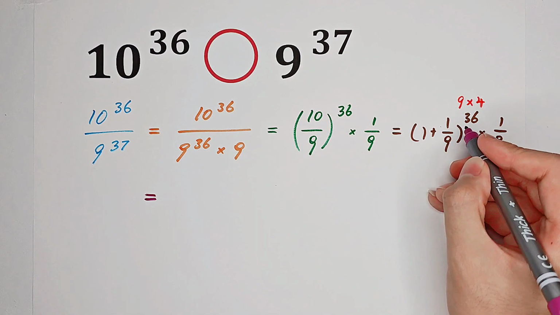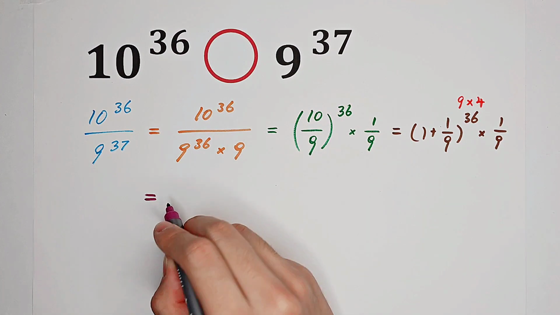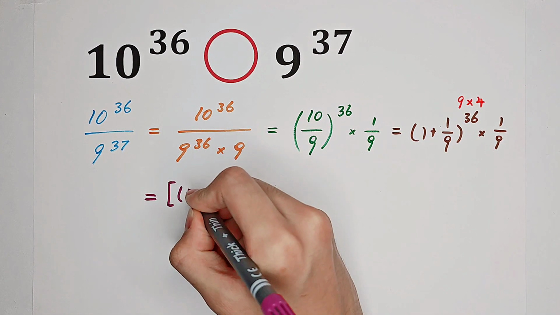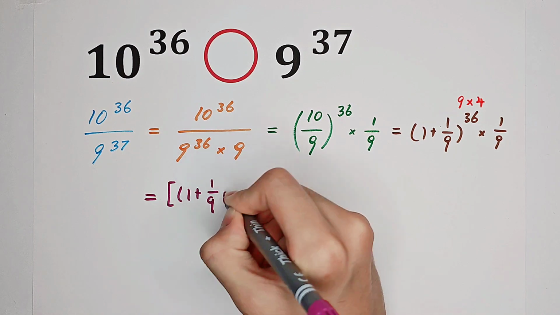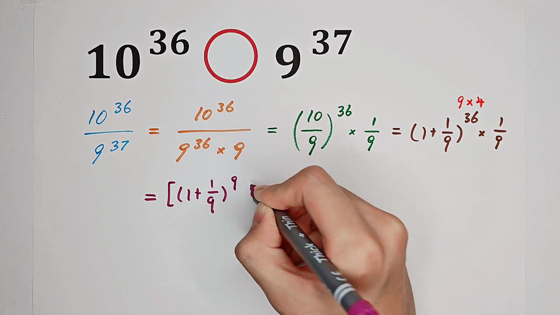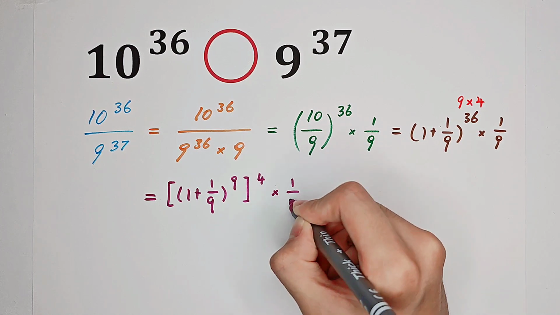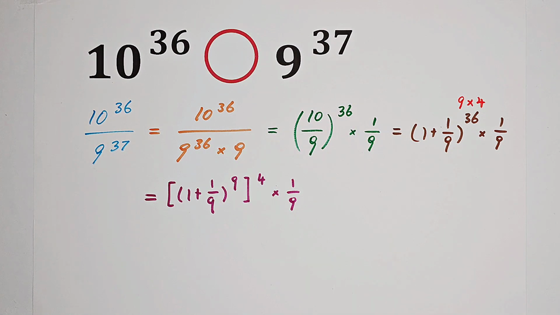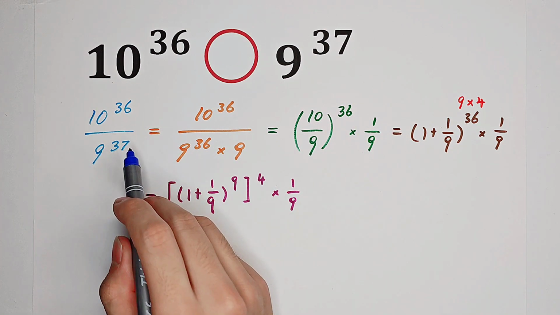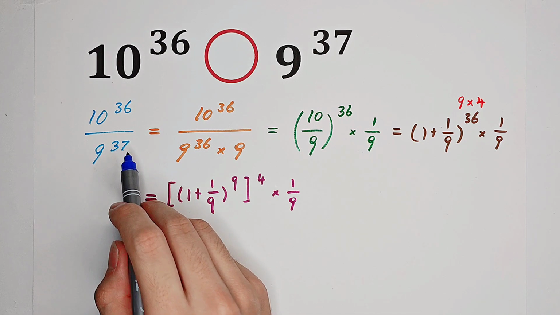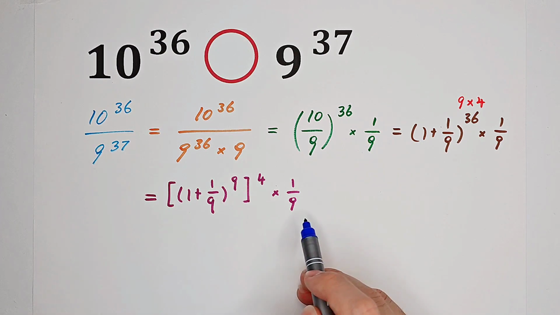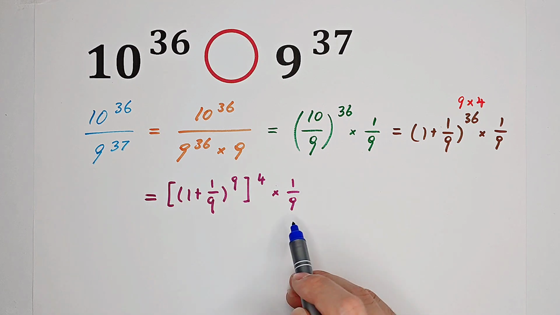Which means this can be written as 1 plus 1 over 9 to the power of 9, and then all to the power of 4, then times 1 over 9. What we're actually willing to do is compare this quotient with 1. It implies that we have to compare this term with 1.